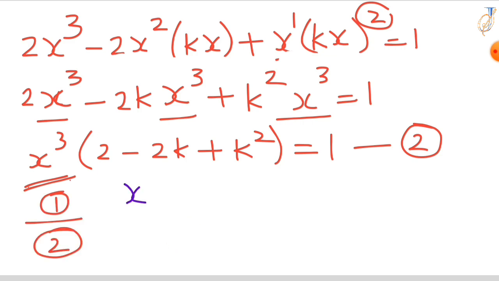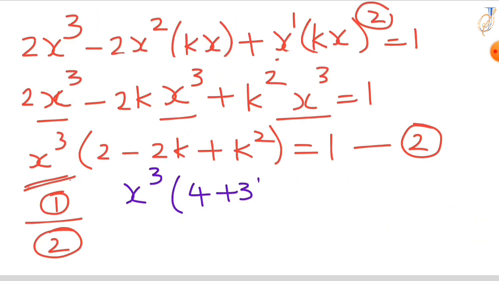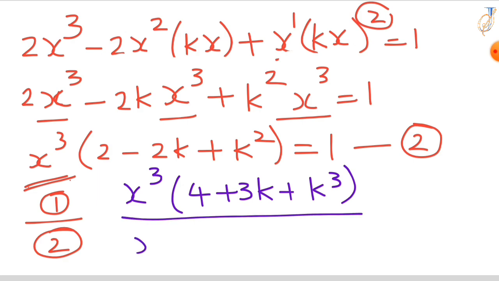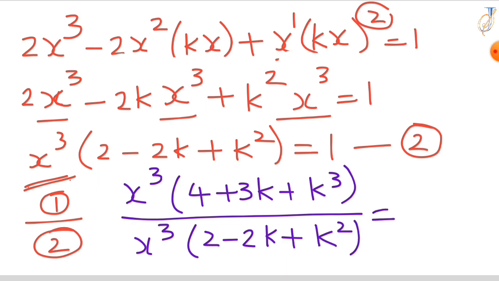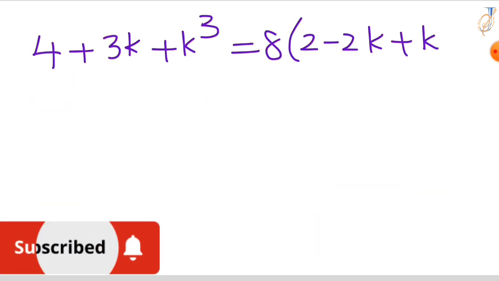Our first equation is x raised to the power of 3 times (4 plus 3k plus k power 3) over the second equation, x raised to the power of 3 times (2 minus 2k plus k power 2), and that is equal to 8 over 1. So here x power 3 and x power 3 get cancelled, and you are left with only this. Now do cross multiplication. Then 4 plus 3k plus k power 3 times 1 is equal to 8 times (2 minus 2k plus k power 2).